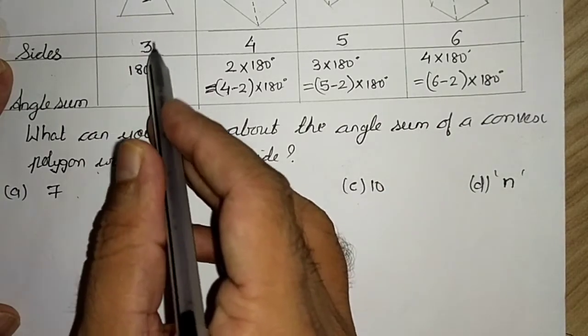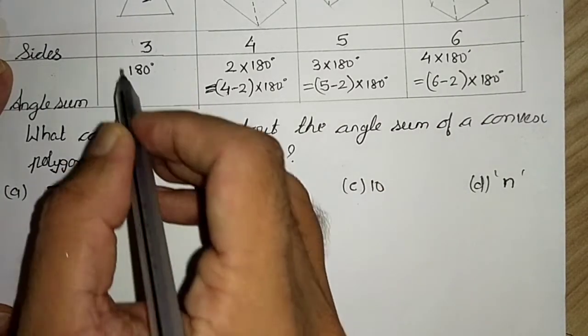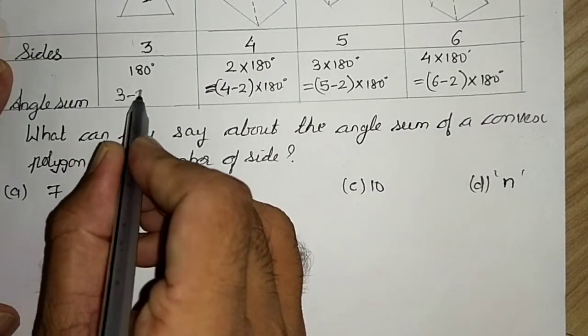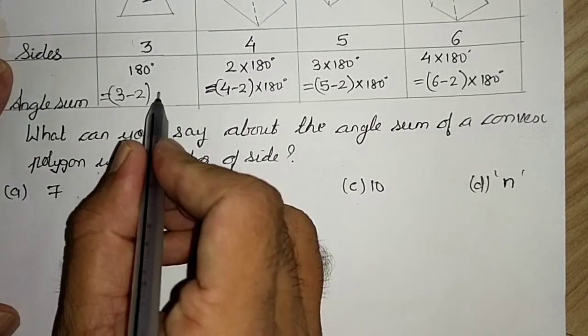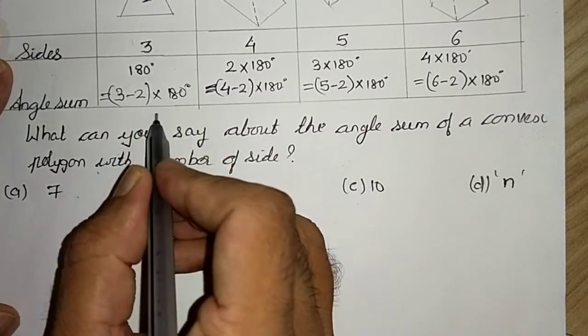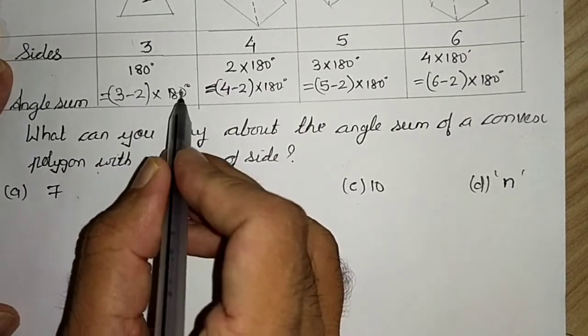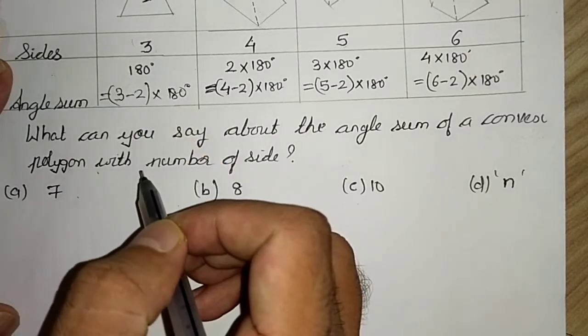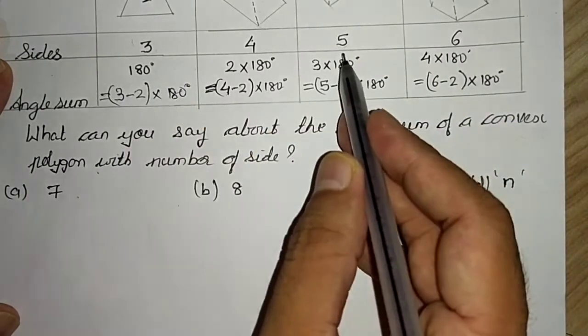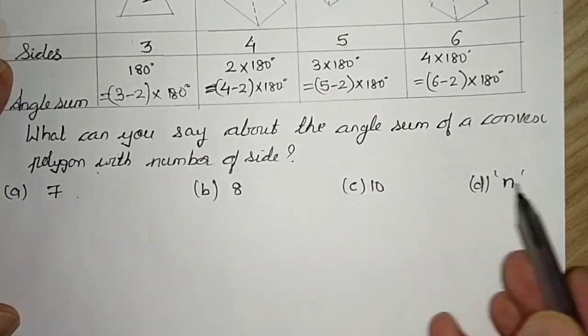Let us see if it is working here also. Here it is having 3 sides. So 3 minus 2 multiplied by 180 degrees. 3 minus 2 is 1, and 1 into 180 degrees is 180 degrees. So it is working for all. So definitely it will work for this also.